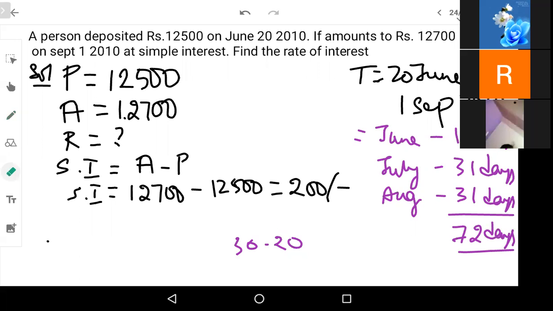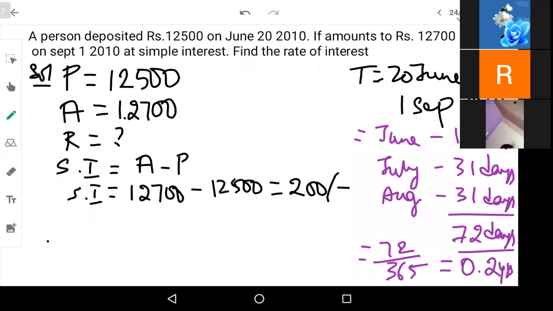Now 72 days, if you convert that to years, that is 72 divided by 365. How much do you get? You again get 0.2 years. A minute change with 71 or 72, I'm talking about 0.19 to 0.2, that is fine. A little difference here and there is fine, but you should not have too much difference in the decimals. Again it is 0.2 years.